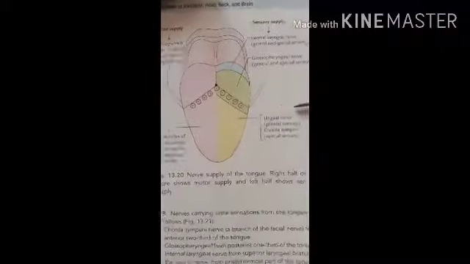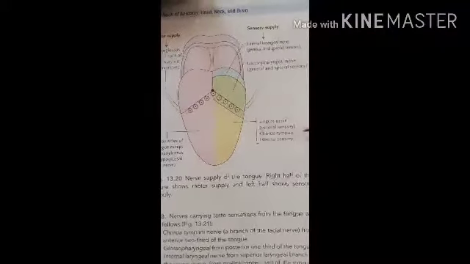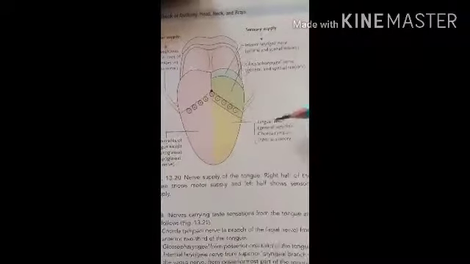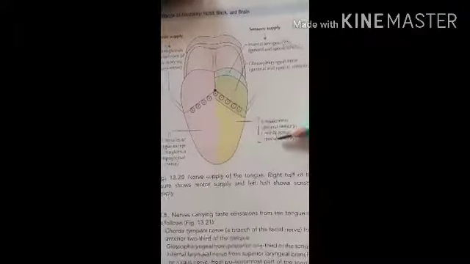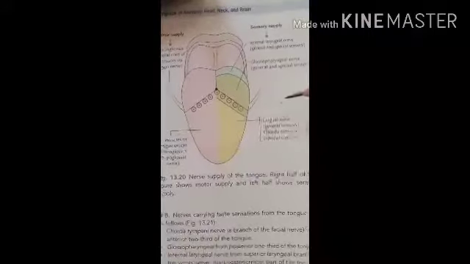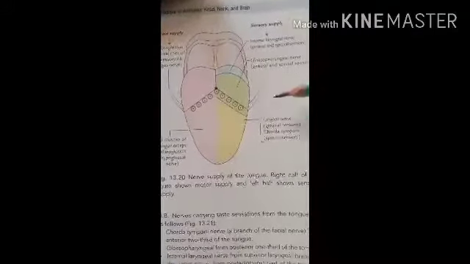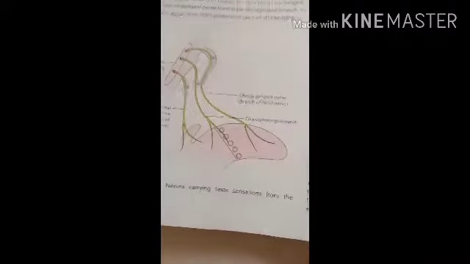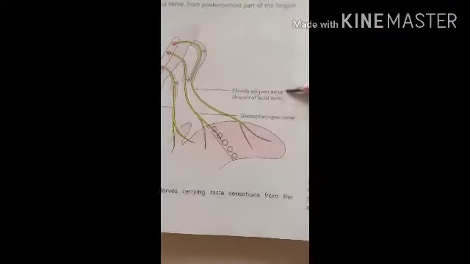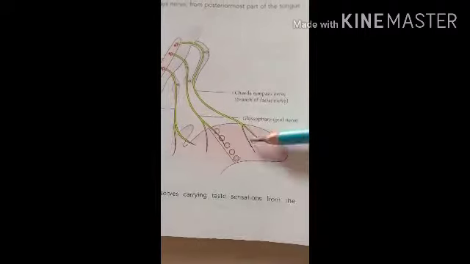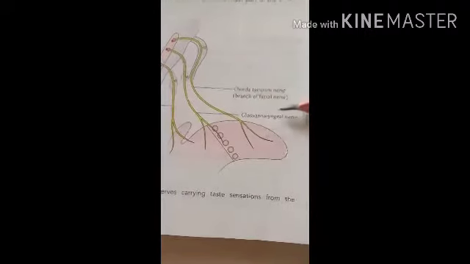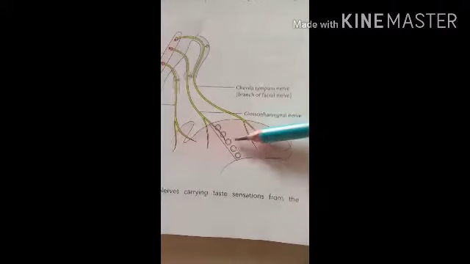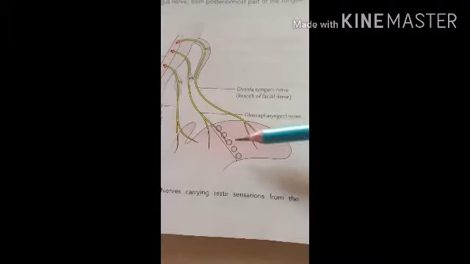Then the sensory nerve, most of that is the lingual nerve. It helps for the general sensation, and the chorda tympani is the nerve of taste for the anterior 2/3 of the tongue. In another diagram here you can see the chorda tympani, which carries the taste for the anterior 2/3 of the tongue.